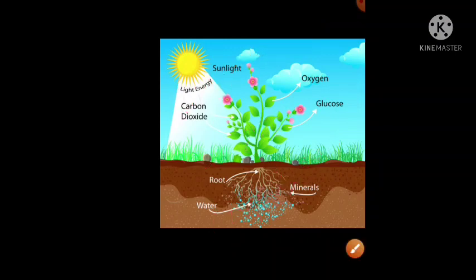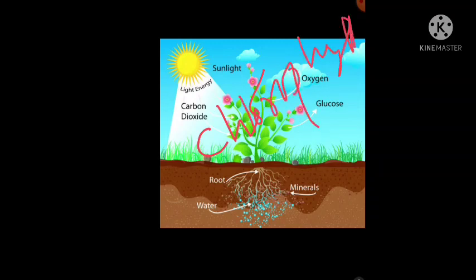So for the photosynthesis process, a few things are required. Number one is chlorophyll. Number two is sunlight. Here you can see sunlight. Number three is carbon dioxide, CO2, and water. Here you can see water. First of all, chlorophyll is the green pigment present in the leaves.